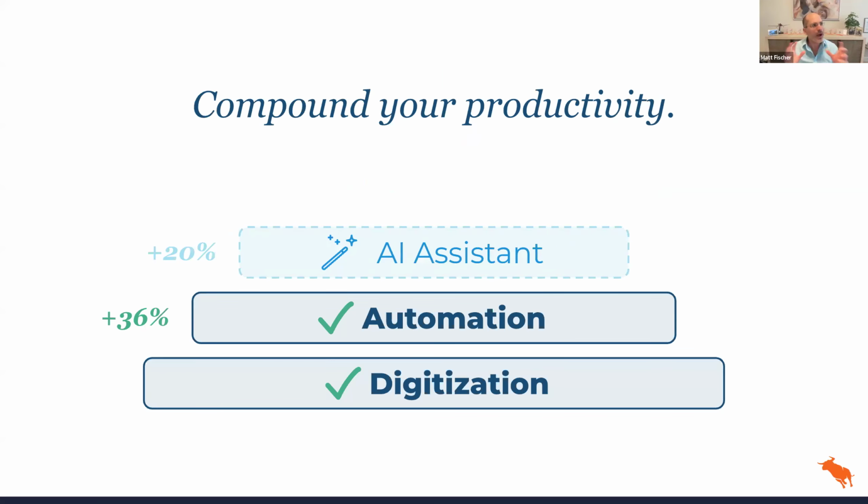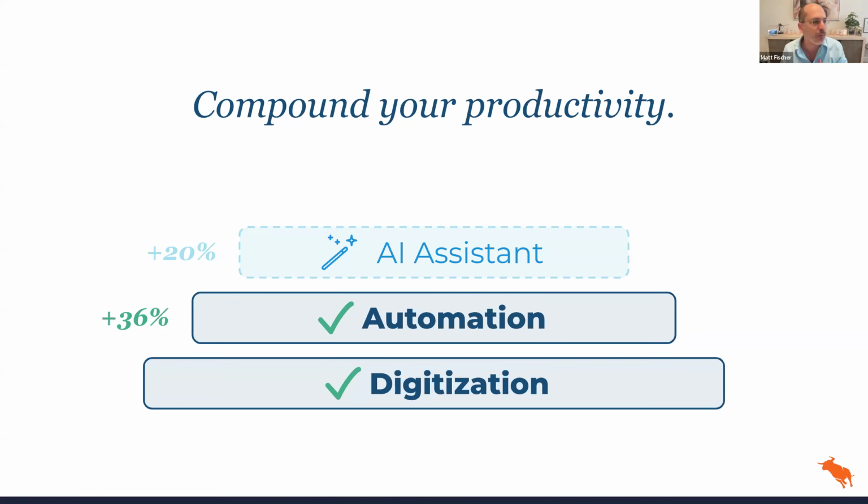And so the way I want everybody to think about it is AI assistants and AI agents are going to take you to the next level, and it's going to help compound that productivity. So you've already taken this first step, which is 36% improvement in productivity with automation, and this is just the next step in the journey. And so you can reasonably expect that AI assistants and AI agents are going to create more and more productivity.